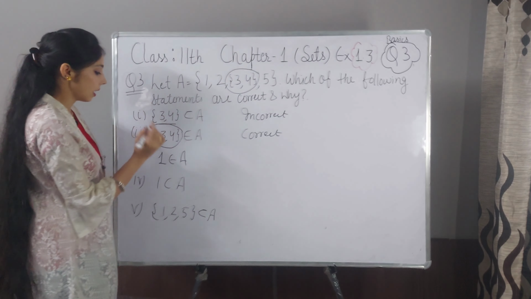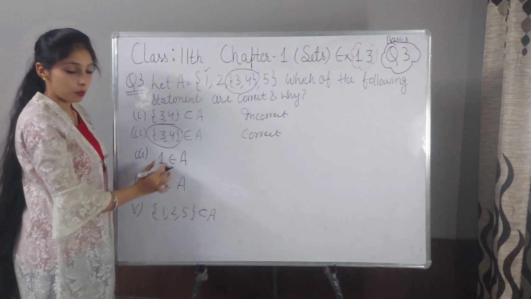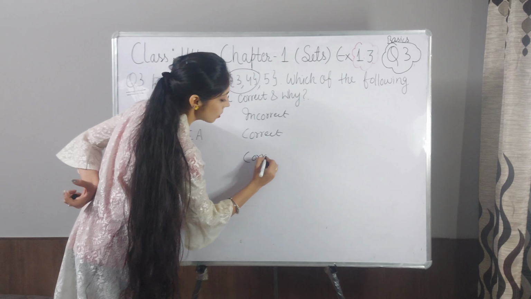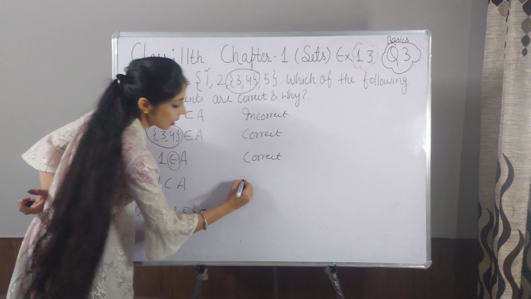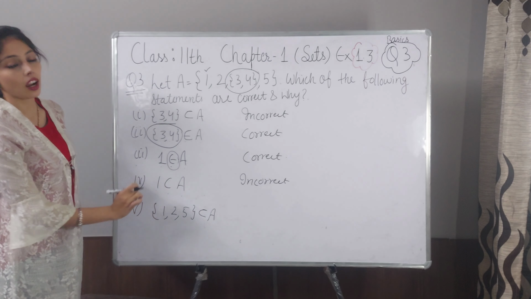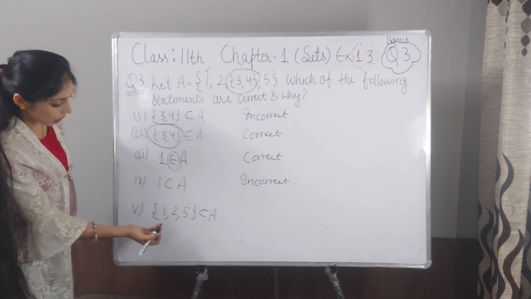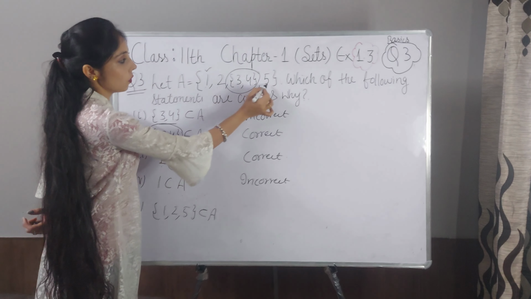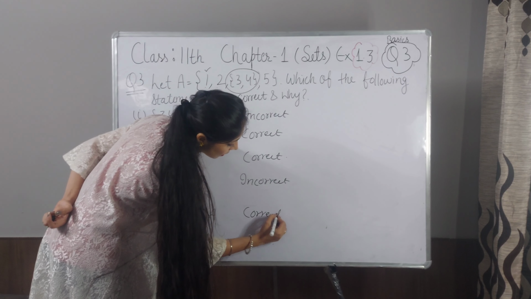This statement is correct. Now third, 1 belongs to A. Yes, because 1 is an element and for elements we use belongs to. So this statement is also correct. Next one is 1 is contained in A. This is incorrect because for an element we can't use contain or subset. We use belongs to. Fifth part is {1, 2, 5}. Is {1, 2, 5} contained in A? Yes, this is contained in A. So this statement is also correct.